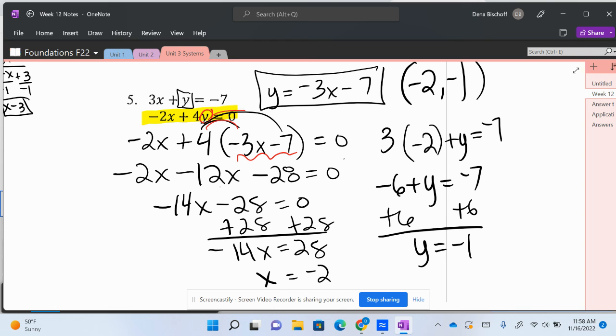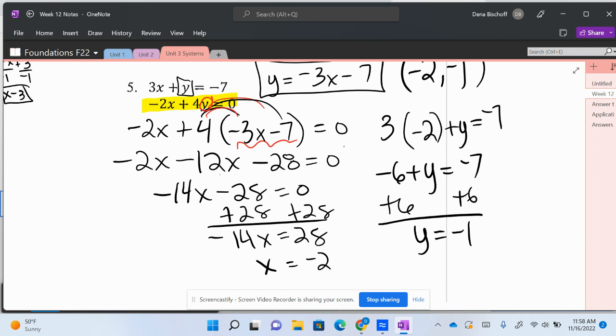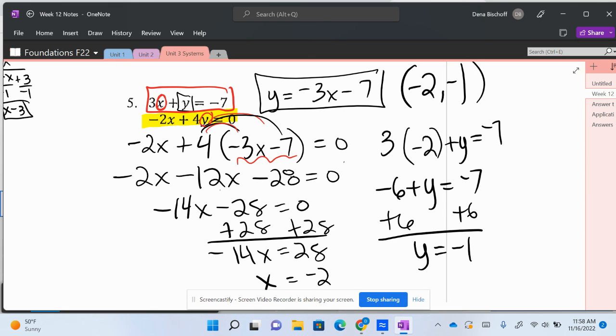So I had to distribute. Negative 2x minus 12x minus 28 equals 0. I added 28 to both sides. Negative 14x equals 28, which means x equals negative 2. Then I went back to the first equation and took what I just solved for x, which is negative 2, and plugged it in. 3 times negative 2 plus y equals negative 7. Well, 3 times negative 2 is negative 6, plus y is negative 7. I added 6 to both sides, and I got y equals negative 1.